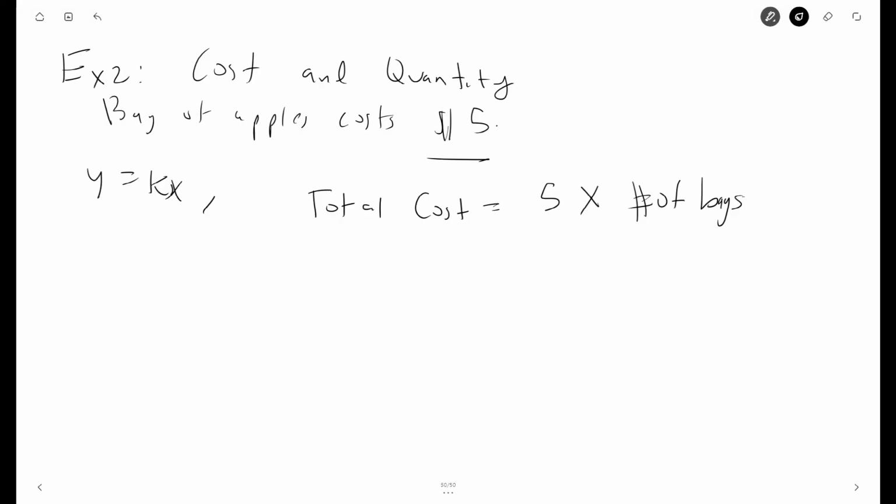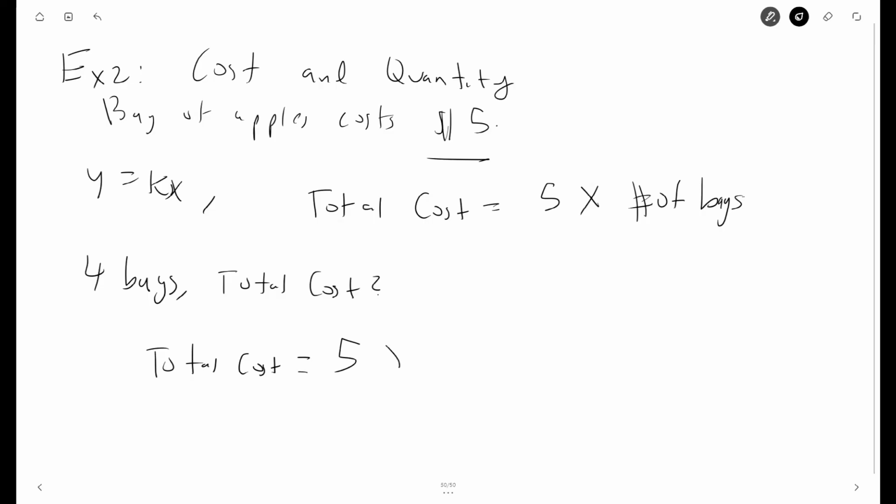So let's say we have 4 bags. Then what's the total cost? Total cost is equal to 5 times 4, which is $20.